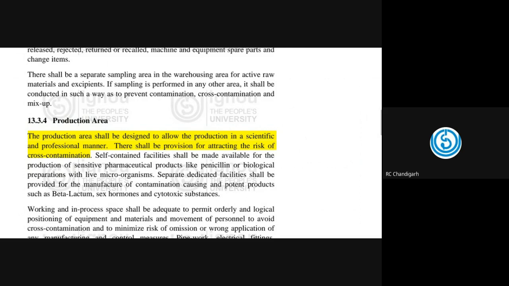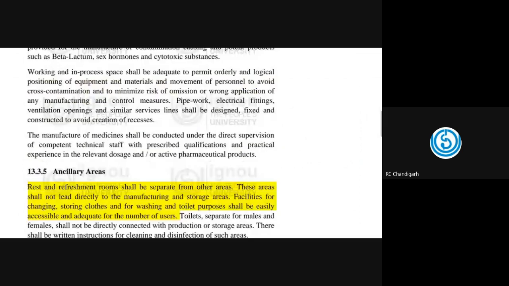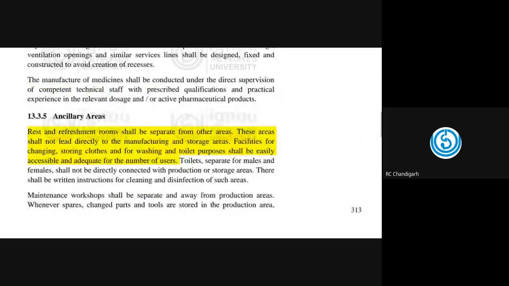Production area. The production area shall be designed to allow the production in a scientific and professional manner. There shall be provision for avoiding the risk of cross contamination. Self-contained facilities shall be made available for the production of sensitive pharmaceutical products like penicillin or biological preparations with live microorganisms.